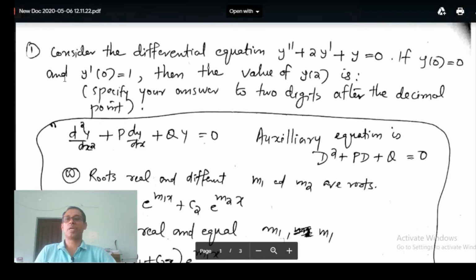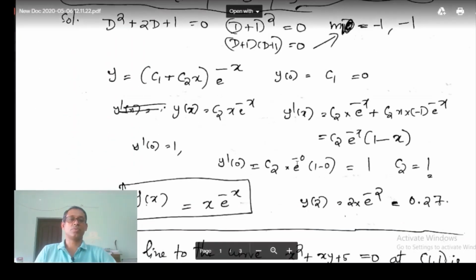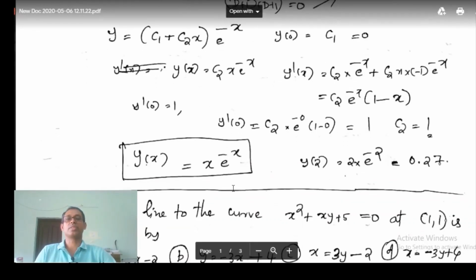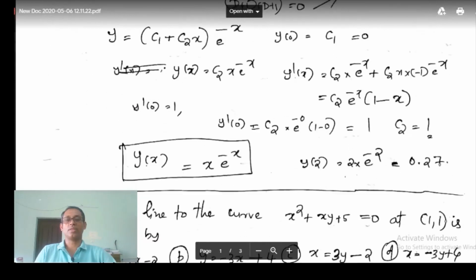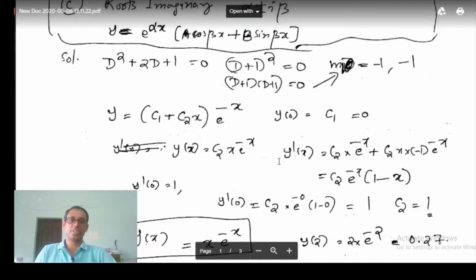And we know y prime of 0 is 1. So here I put x = 0, and that is put equal to 1. So I will get c2 = 1. So y of x is x e^(-x). So the solution has been obtained.